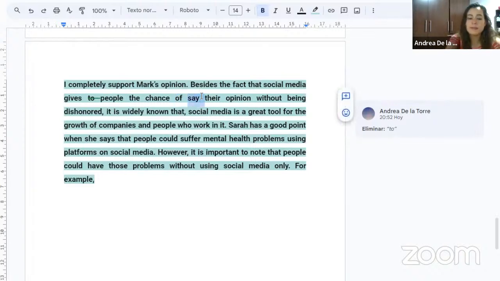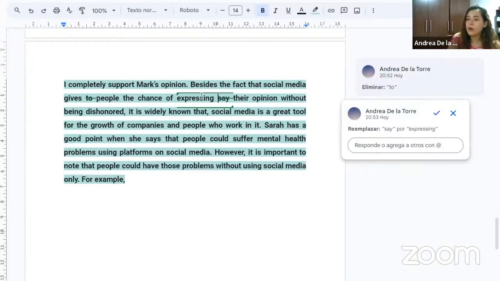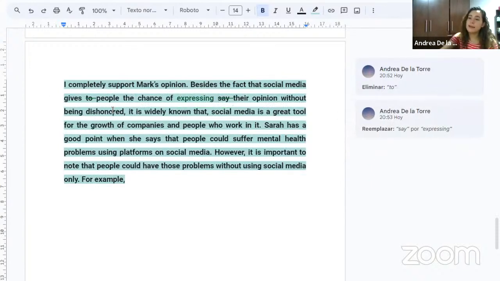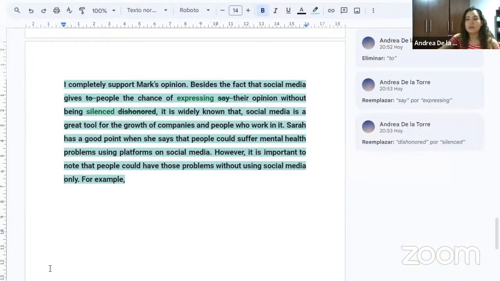Entonces, of expressing, tal vez, en vez de saying, of expressing their opinion without being, no sé si dishonored sea la palabra, without being silenced, tal vez, sin ser silenciados, porque en realidad judged, pero en realidad sí los juzgan, ¿no? Los social media, entonces, no sé, without being judged, without being silenced, que sería más adecuado. Dishonored, this es como, dishonored, como si no tuviera honor, ¿no? No sé cómo explicar, dishonored.